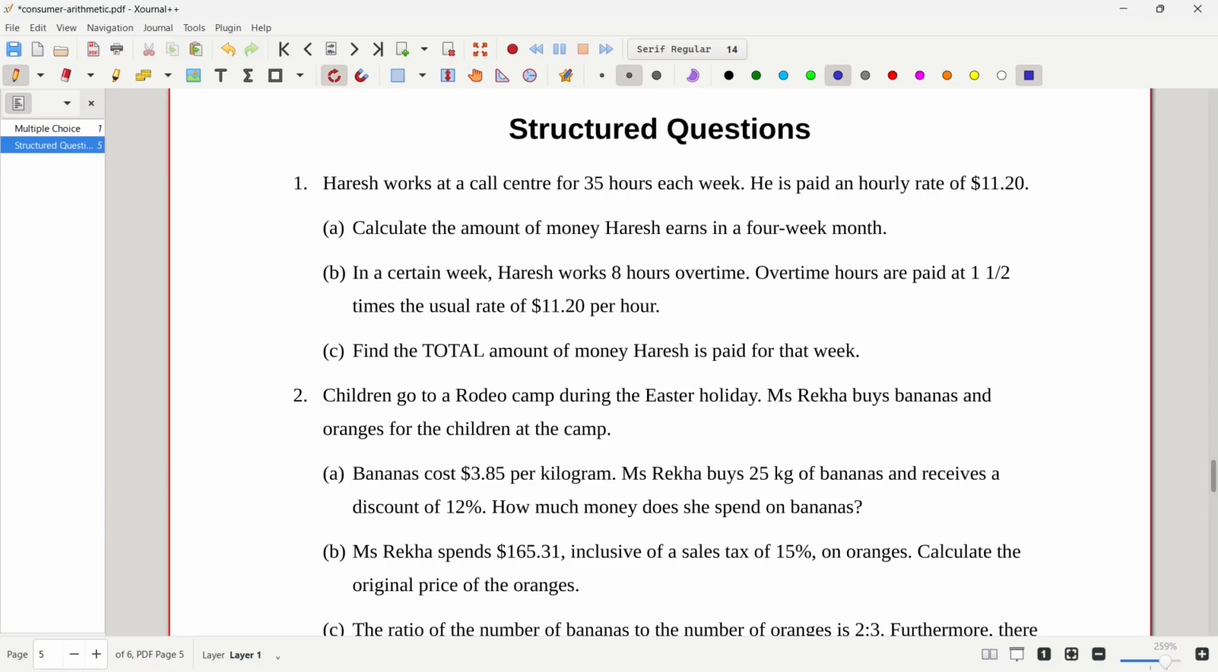That is not a question. So this here is not a question. This is just a pre-statement. All right. And you're required to, this here should be a B instead of a C. You're required to find the total amount of money Harish is paid for that week. All right. That shouldn't be too much trouble. Let's try and do that now.